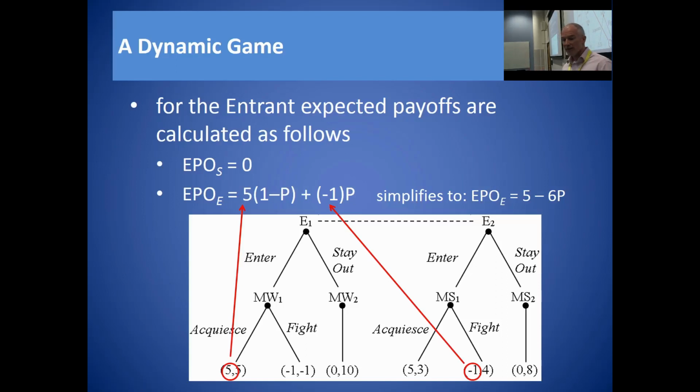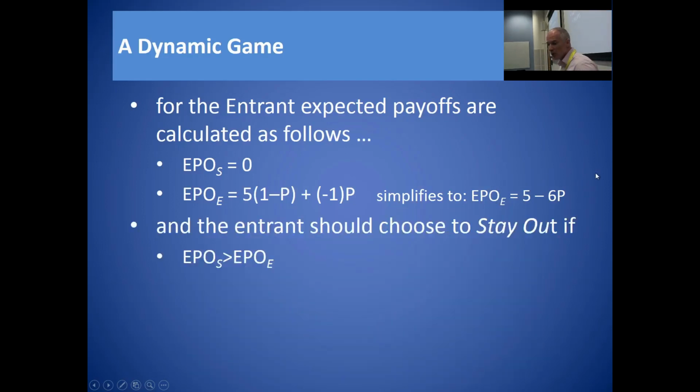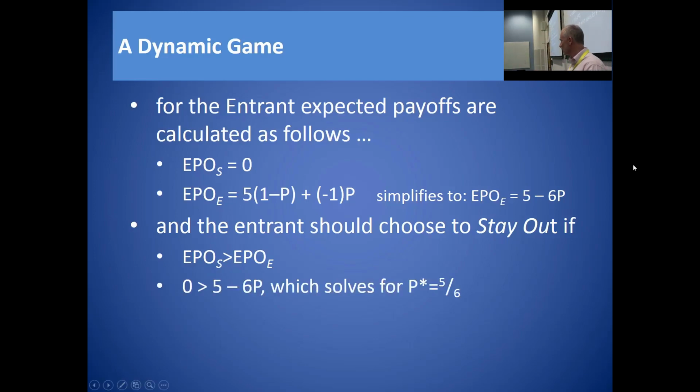So now we know for the entrant what the expected payoff is for staying out, 0. We know what the expected payoff is for entry. It's 5 minus 6p. And so, what did we say we do? We said that we want to find that crucial probability. What happens if one is greater than the other? If it's greater than that crucial probability?